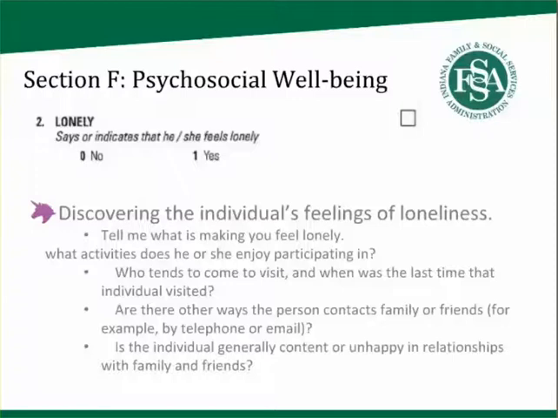Some ways to start discovering this during the assessment process are displayed with the unicorn icons. So, for example, exploring more into, tell me more about why you're feeling lonely. Exploring into who tends to come to visit the individual and when was the last time anyone came to visit, or just some examples.